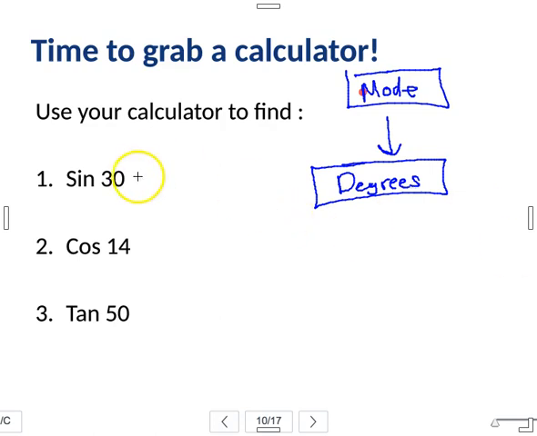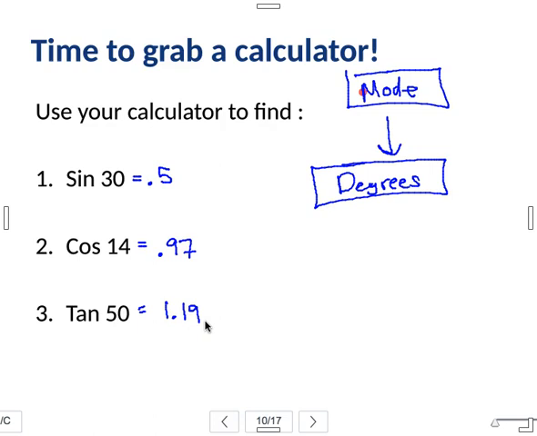And what do you get? You should get 0.5. Again, if you're not getting 0.5, that probably means you're not in the correct mode. So now go ahead and press cosine, which we represent with COS, and go to 2 decimal places and let me know what you get. You should get 0.97. And then we'll do tangent 50. And you should get 1.19 if we round to 2 decimal places.